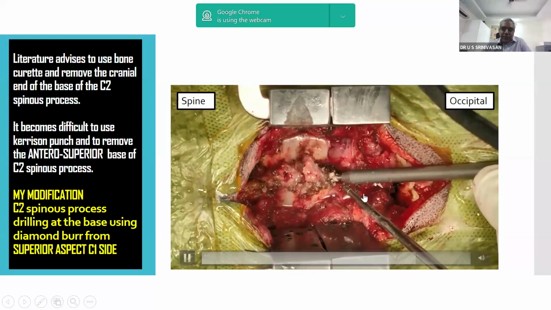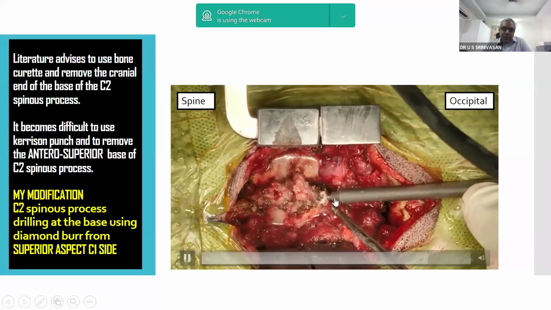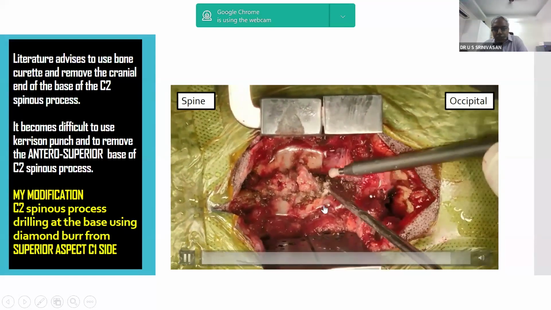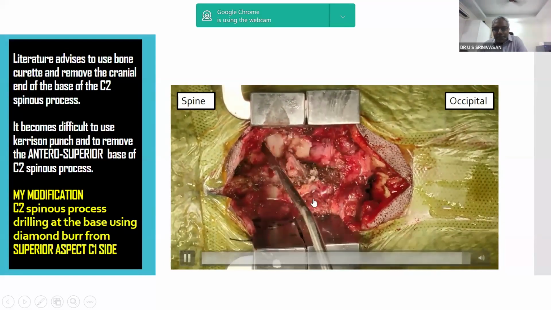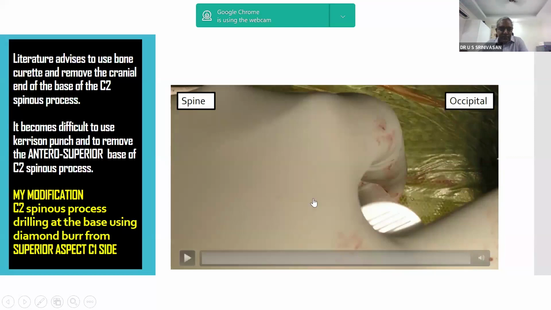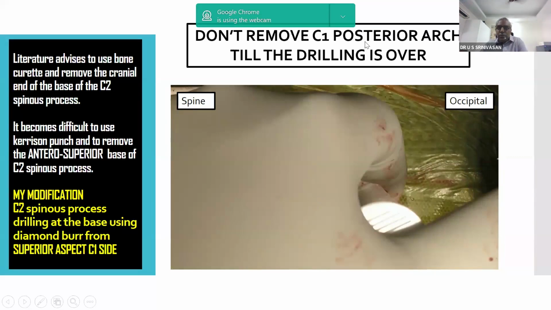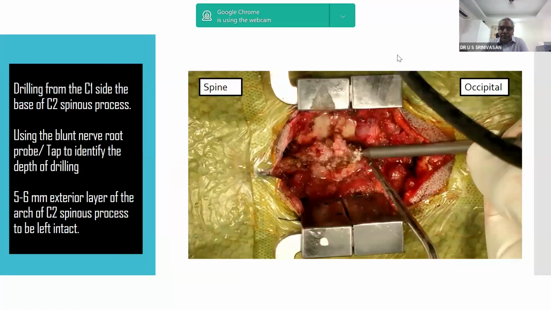Again, this is a blind thing, but you can easily safely do it because the bone just posterior to the spinal cord is retained. Don't remove the C1 posterior arch till the drilling is over. Please, most important, don't remove the C1 posterior arch till the drilling is over. That protects your spinal cord.